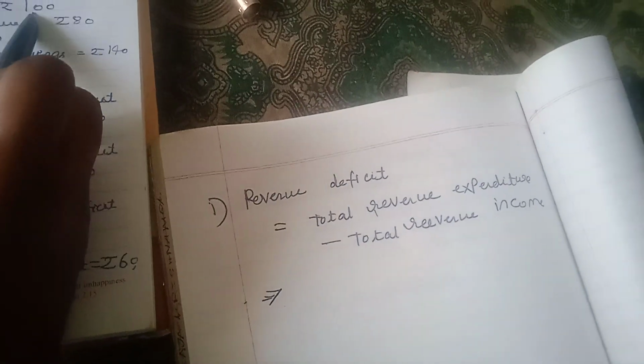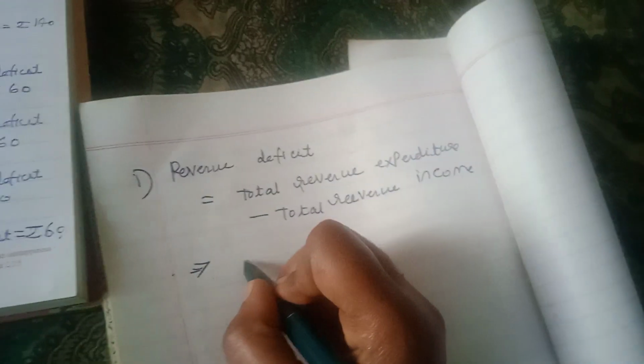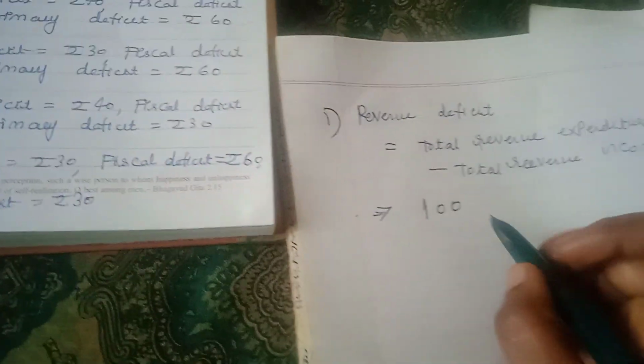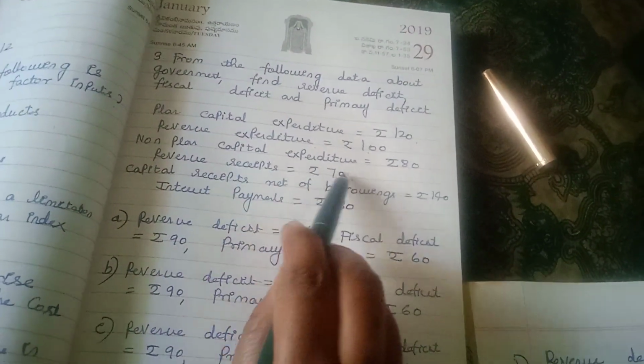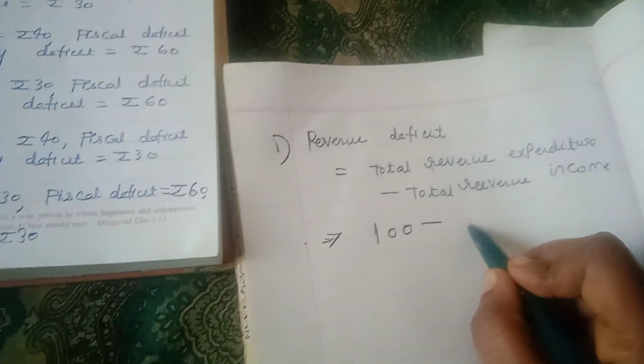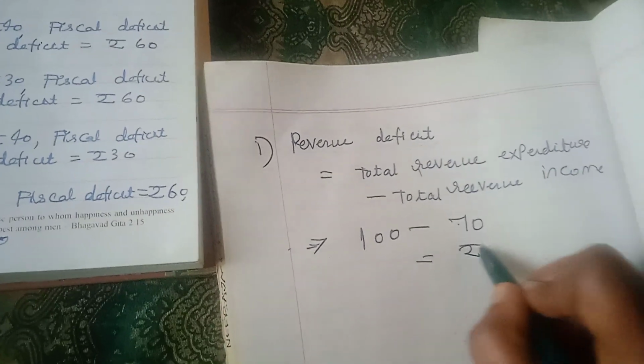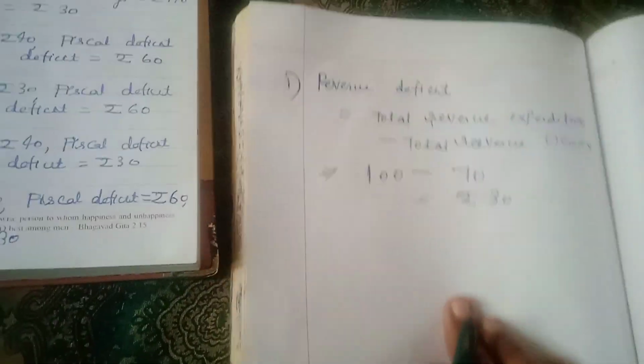Total revenue expenditure is 100. So total revenue expenditure means 100 minus total revenue receipts is rupees 70. So rupees 100 minus rupees 70 is equal to rupees 30.